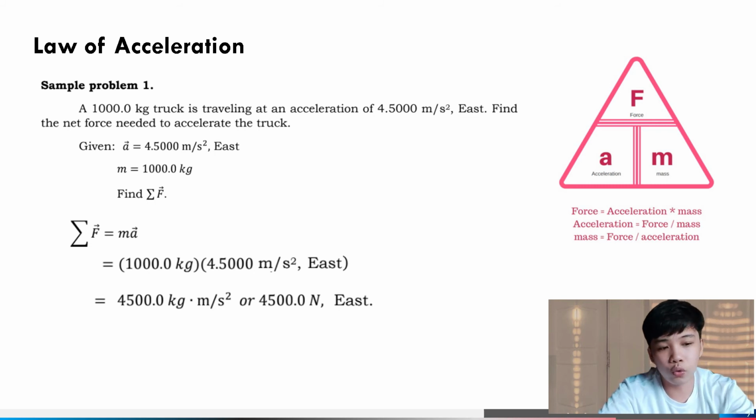So in order for you to get the force, you have to multiply acceleration times the mass. Ito yung ginawa natin. That's in identifying the force, net force. If you want to find the acceleration, you have to divide force by the mass. And to get the mass, you have to divide force by the acceleration. Take note that the unit for force is Newton, the capital N there. Acceleration is meters per second square, and the unit for mass is in kilograms.